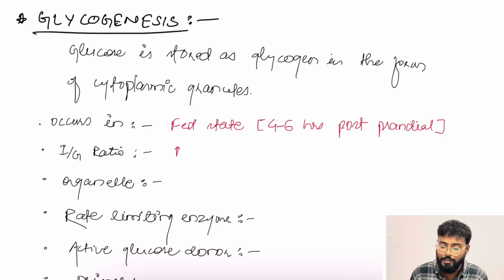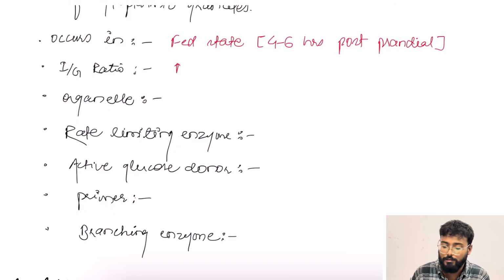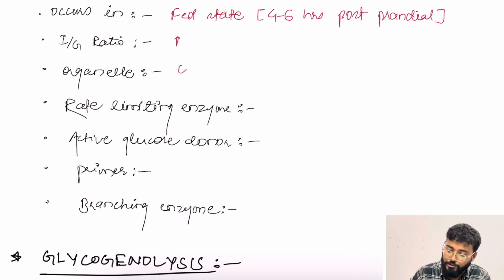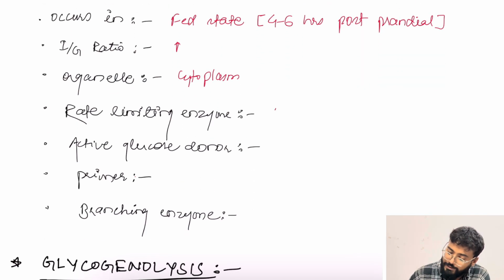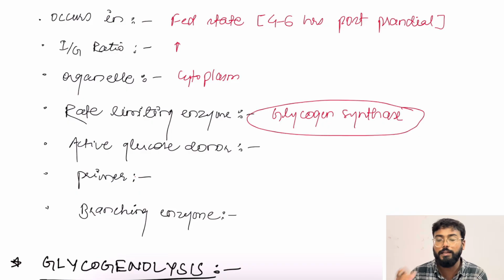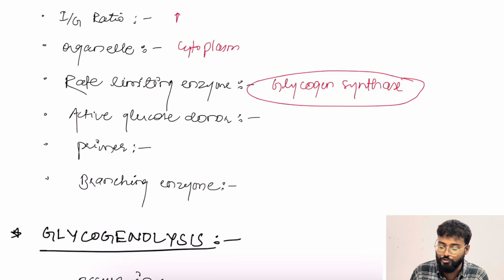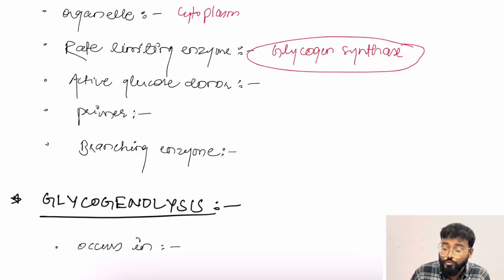That means there will be more insulin. And which organelle is responsible for glycogenesis? It is the cytoplasm. What is the rate limiting enzyme of glycogenesis? That is glycogen synthase. Glycogen synthase means it is going to do the synthesis of glycogen, so it is the rate limiting enzyme in the process of glycogenesis.